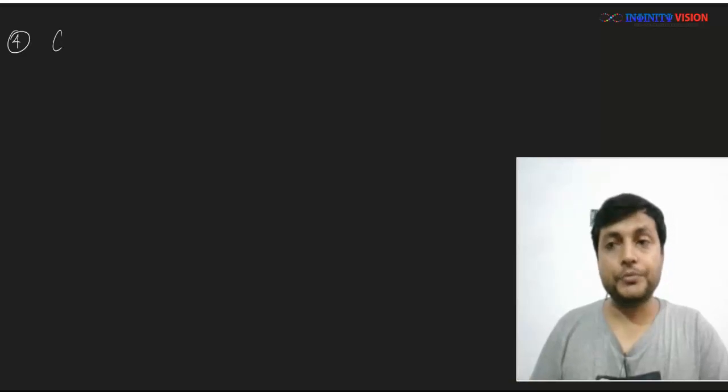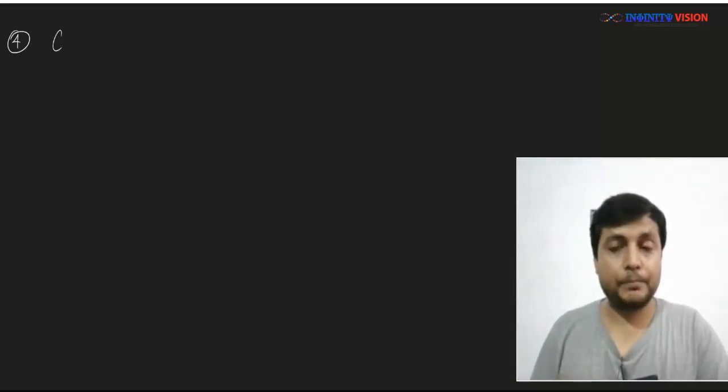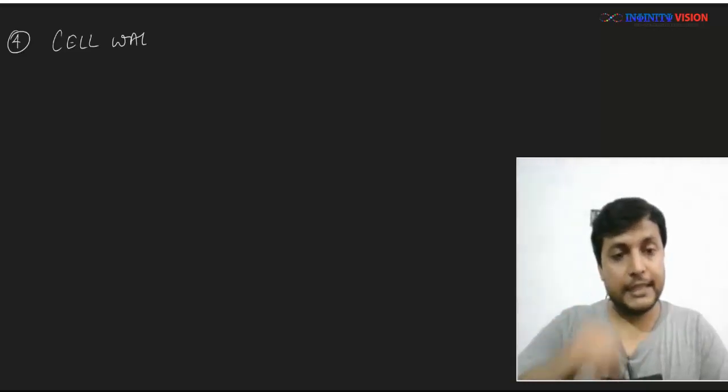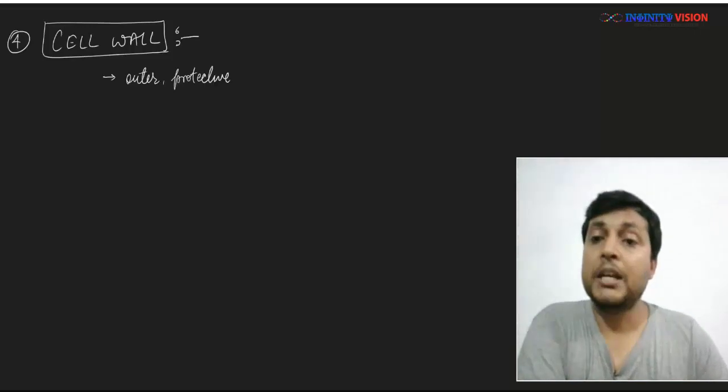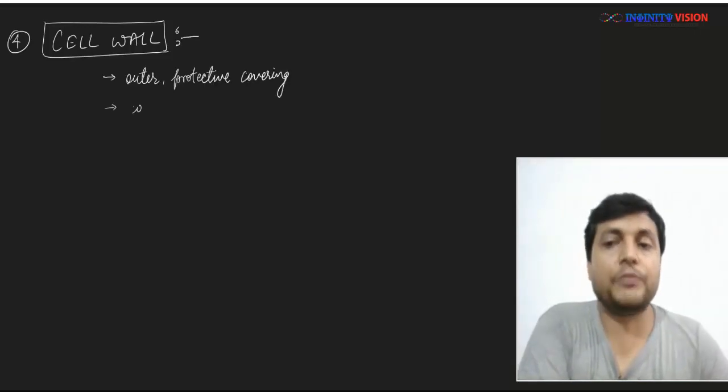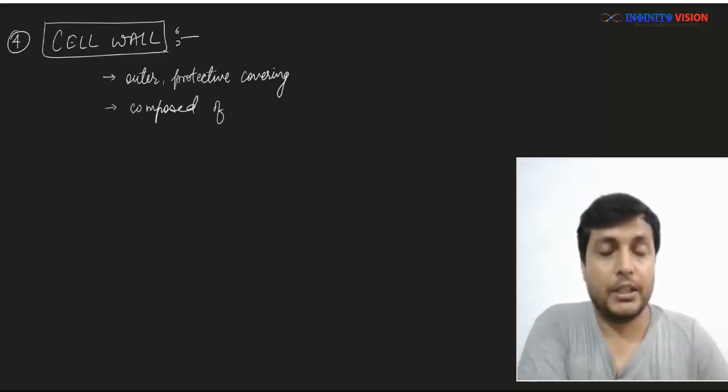Now let's move to the next component, that is cell wall. ओके, याद कीजिए ग्लाइकोकैलिक्स के अंदर क्या था? सेल वॉल. सो वी आर मूविंग टू सेल वॉल. नाउ व्हाट इज सेल वॉल? इट इज आउटर प्रोटेक्टिव कवरिंग. समझ में आ रहा है? It is the outer protective covering of bacteria.